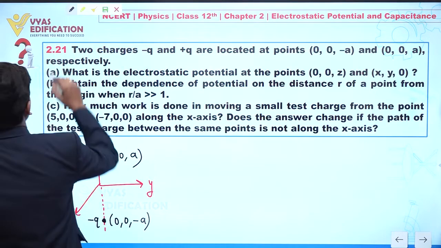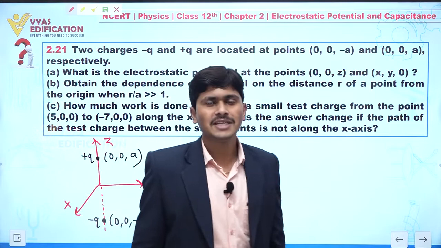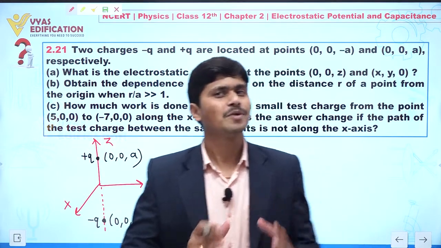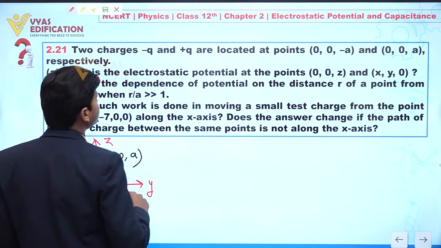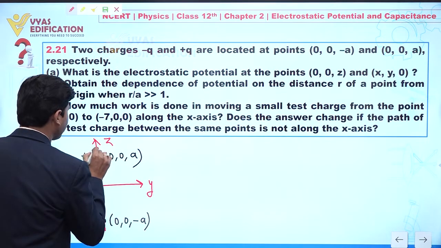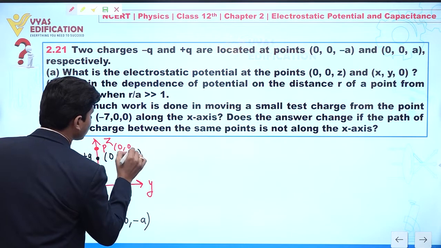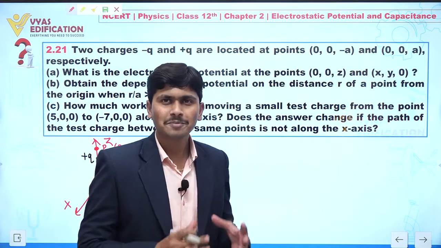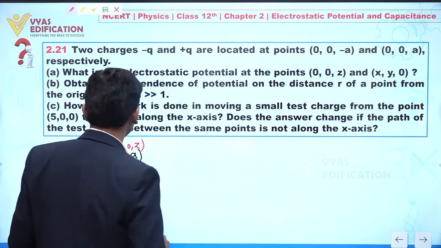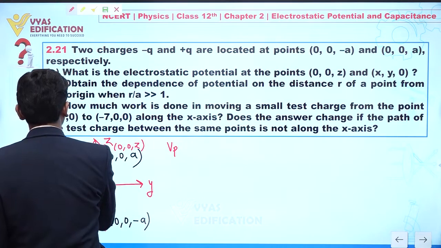Now listen carefully. The value of z may be negative, it may be positive. First let's suppose I am assuming the value of z is at this point. Let's suppose this is point P, (0, 0, z). So can we calculate the value of electric potential at point P? Yes. So we can calculate Vp. I am first calculating part A.